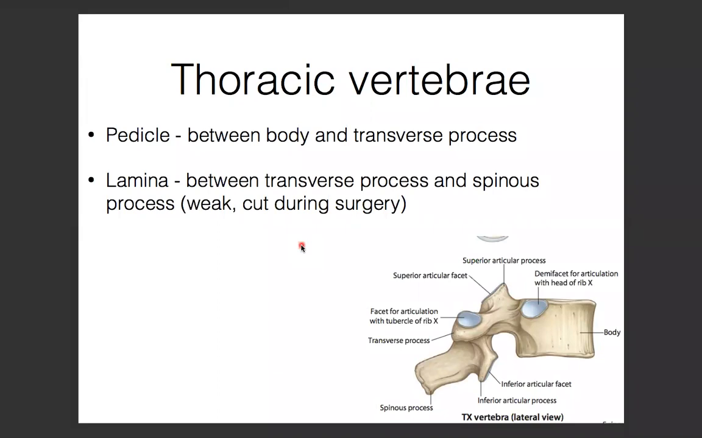However, in the MCQs, they do ask about the pedicle and the lamina, which are structures found in the thoracic vertebrae. The pedicle is the area between the body and the transverse process. And the lamina is the area between a transverse process and the spinous process, which is here. The lamina is the one that's usually asked about because it's clinically important. It's the weakest point of a vertebra, and it's cut during surgery, so it gives you easy access during surgery.